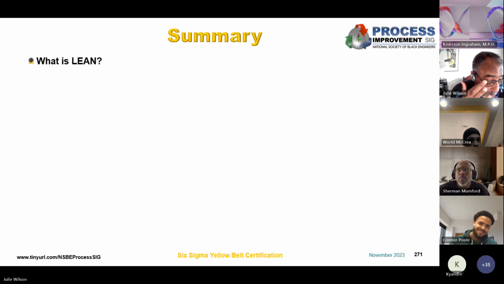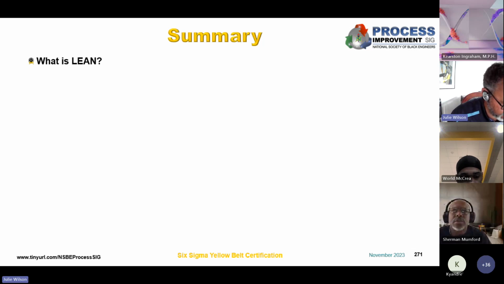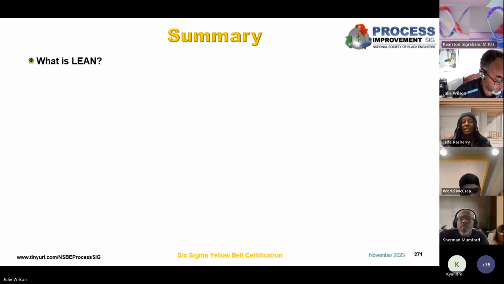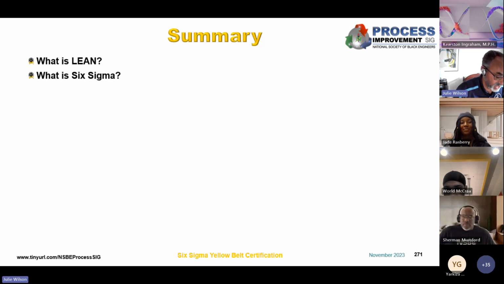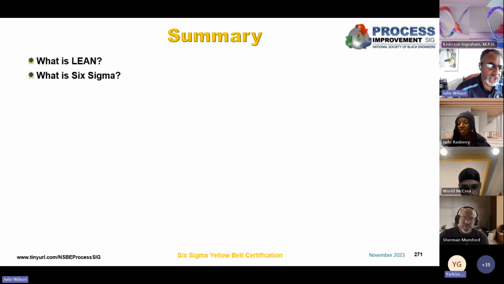So, quick summary. What is lean? So quickly, what's the definition of lean? Reduction or elimination of waste. What is Six Sigma? Reduction of the variation. What does DMAIC stand for?